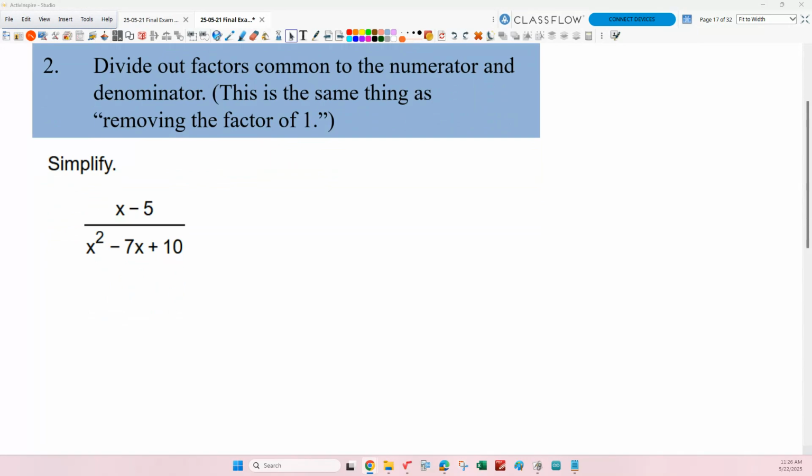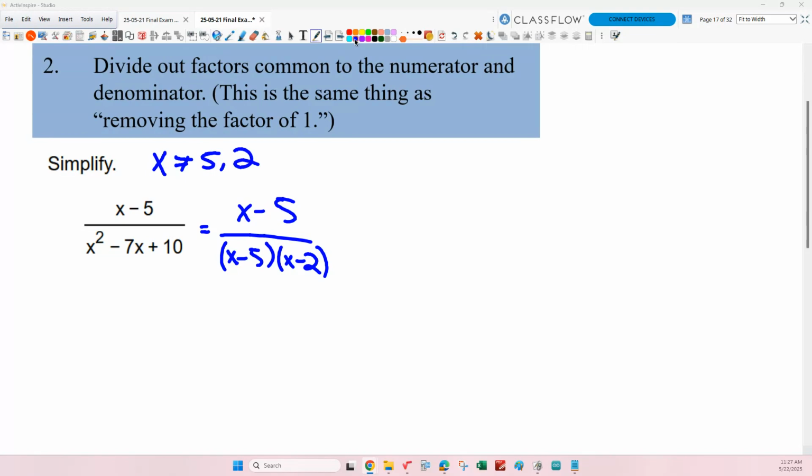What would I get if I factored the bottom? Yep, x minus 5, x minus 2. Then you have x minus 5 and x minus 2. It doesn't ask us to do this, but what would be my excluded values? 5 and 2, yeah. And then what would be the simplified answer? 1 over x minus 2. Okay. Not too bad, right? Just the simplifying portion.